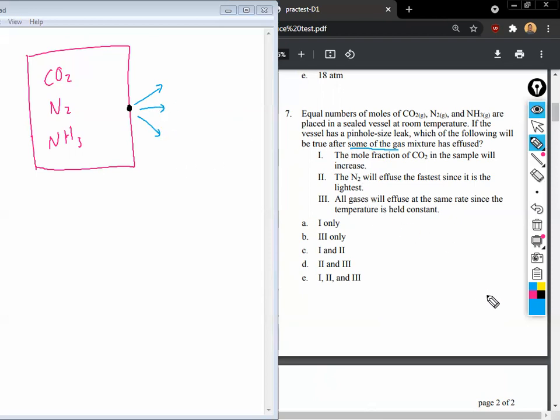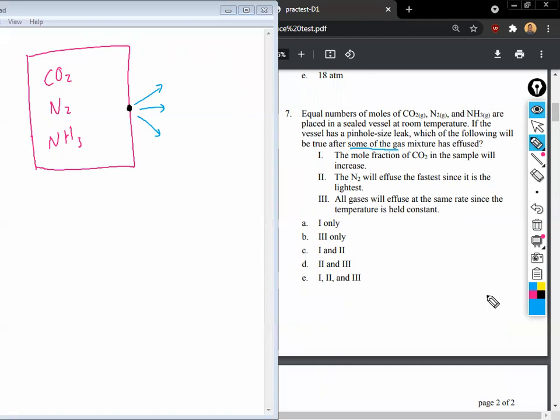Okay, so we have options 1, 2, and 3. I want you to try solving this based on what you already know about gases. I'm going to go over the answer in a sec, but let's go through this. I'll read the options and you can try to figure out if each is true or not. The mole fraction of CO2 in the sample will increase. That means that at one point, after some of the gas comes out, there's going to be more CO2 than the other ones. N2 will effuse the fastest since it is the lightest. Or all gases will effuse at the same rate because the temperature is held constant.